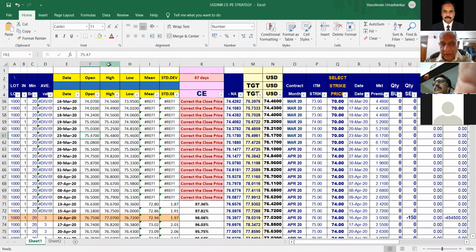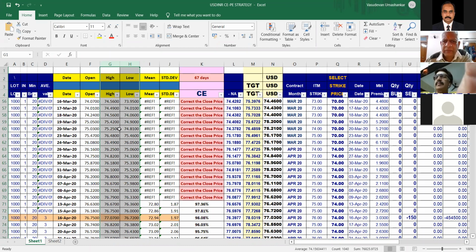That means we have to just update the closing rate in the file, that's all. Then it will automatically calculate my standard deviation, everything, correct? Yeah, everything. Is it standard deviation or normal distribution, which one is it? Standard deviation on 67 days with the normal distribution.